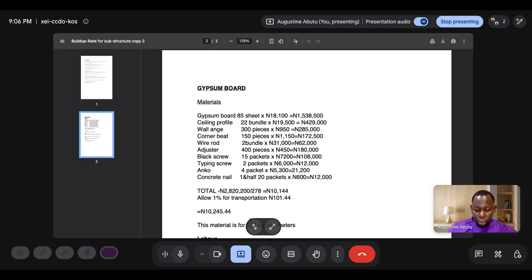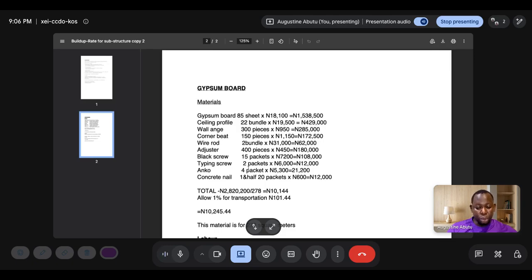For 278 square meters, the amount of gypsum board that you need is 85 sheets. The amount of ceiling profiles that is needed is 22 bundle. The amount of wall angle that you need is 300 pieces. The amount of corner beads that you need is 150 pieces. The amount of wire rods that you need is 2 bundle. The amount of adjuster that's needed is 400 pieces. Amount of black screw that's needed is 15 packs.